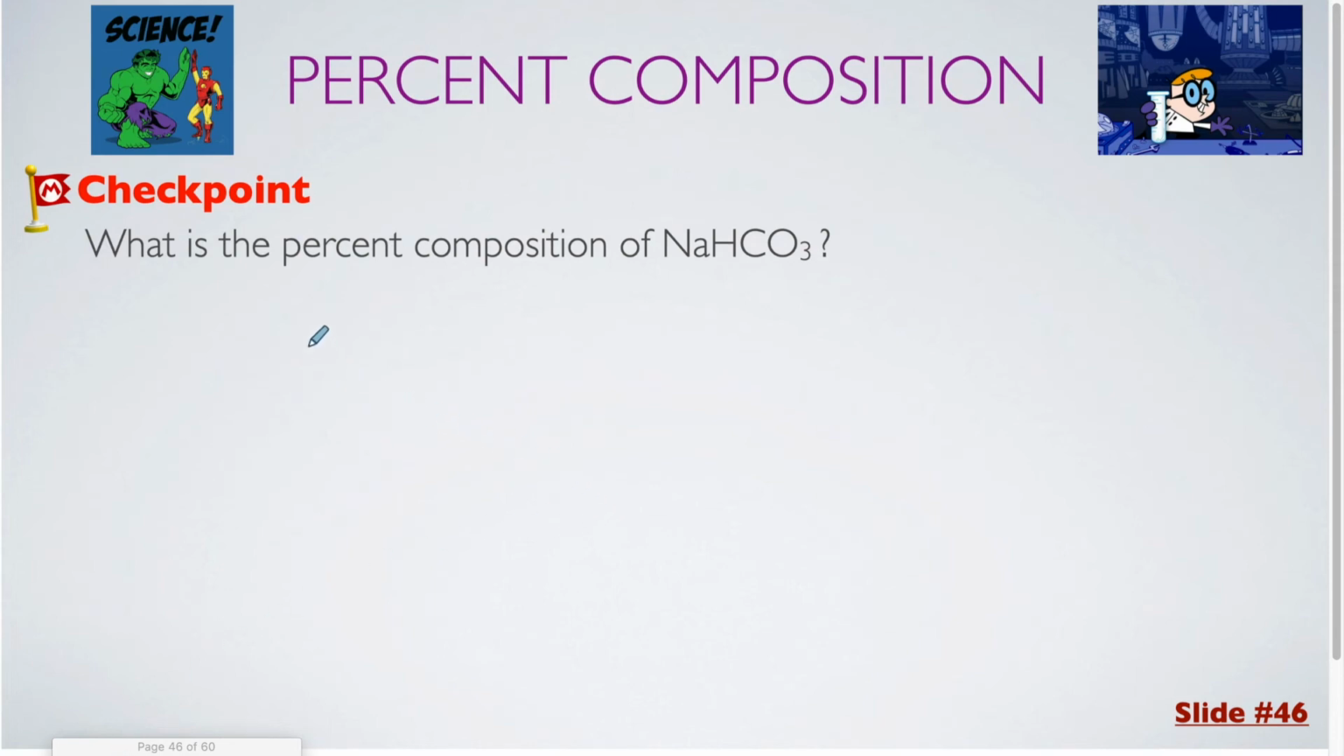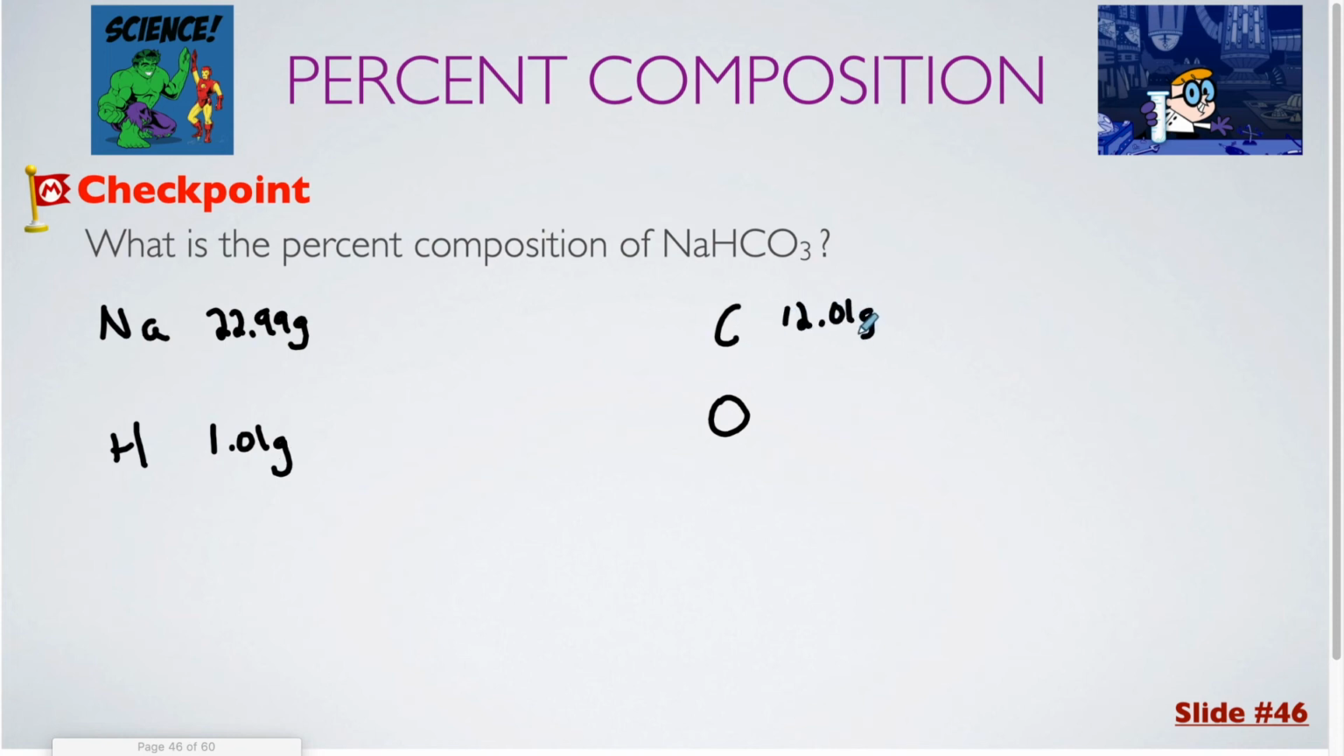All right, we have one more checkpoint question here. This one is a little different just because there are more elements present. Otherwise, it's the same general process. We're going to be breaking this down into a sodium, a hydrogen, a carbon, and an oxygen. The mass of a single sodium is going to be 22.99 grams. A single hydrogen is 1.01. A single carbon is 12.01. And for the oxygen, there's actually 3 of them here.